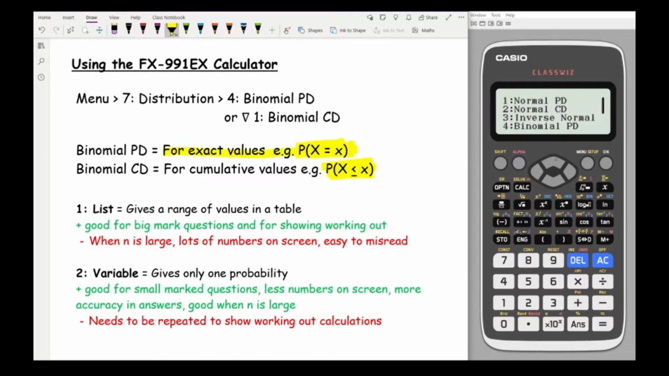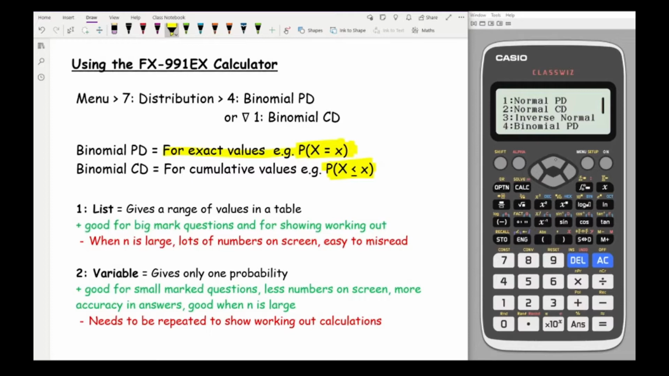So the advantage of using list mode is that it's really good for big mark questions and for showing working out. However, it's not great when n is large, and you're also going to have lots of numbers on your screen, which therefore means it can be very easy for you to misread numbers. Also, accuracy of probabilities are usually only given to 4 decimal places. So if you're wanting an answer that's bigger, unfortunately, the calculator might not show it.